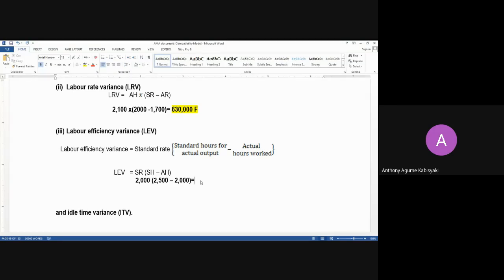And it is also still, you get 1 million. 1 million. And it is favorable.